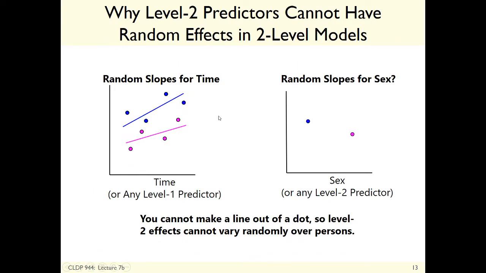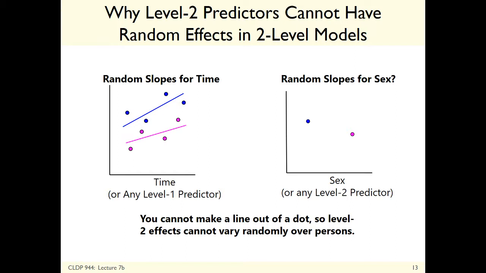The good news then, we cannot have random slopes for level 2 predictors. So to illustrate why that is, let's think about what a random slope for time means. If I have my pink person and my blue person, time is a time varying predictor on the x-axis. Each person in this picture has 4 distinct values of time through which I can fit their own slope.